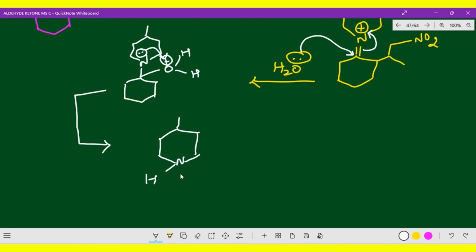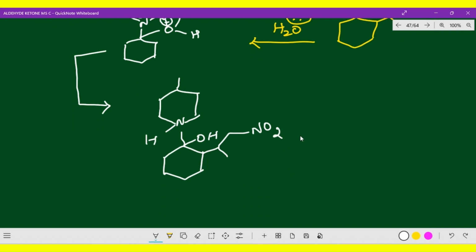Okay, now here what happened. Here this is OH, it is available, and here is the nitro group which is attached over there. I hope you got the clarity. Now what happened at this point, lone pair of electrons are available. This formation is actually ketoenol formation.